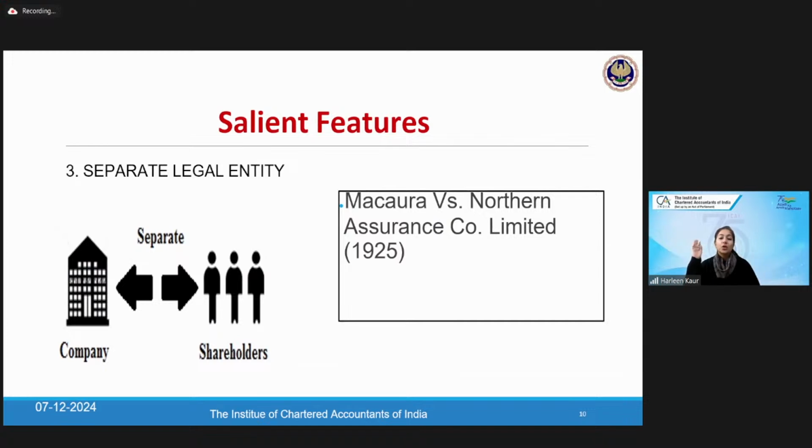Now, where was this laid down? It was laid down in the case of Macaura versus Northern Assurance Company Limited. It was clearly written in this case law that a member or the shareholder of the company cannot have an insurable interest in the company's property. That means if you are a shareholder or the owner of the company, the property of the company belongs to the company and your individual property is your property. So that is the meaning of the concept of separate legal entity.